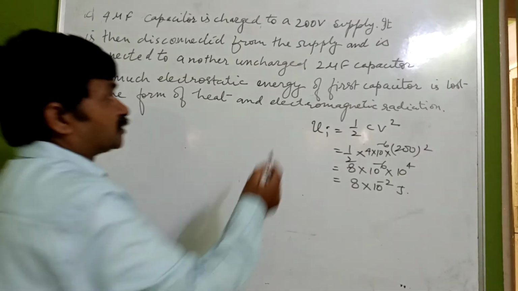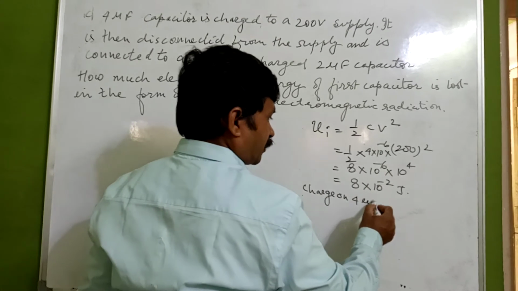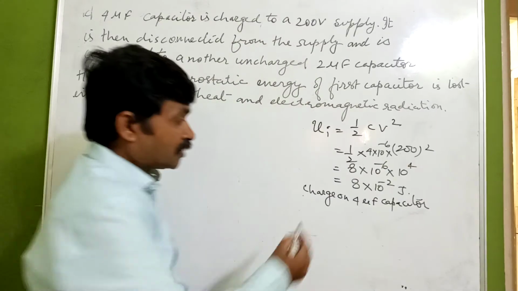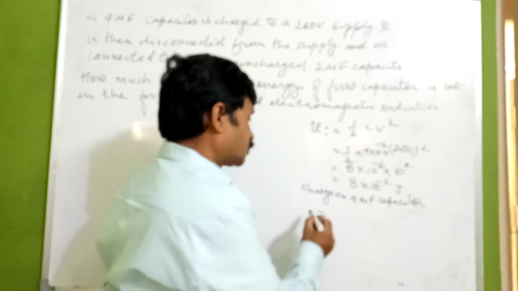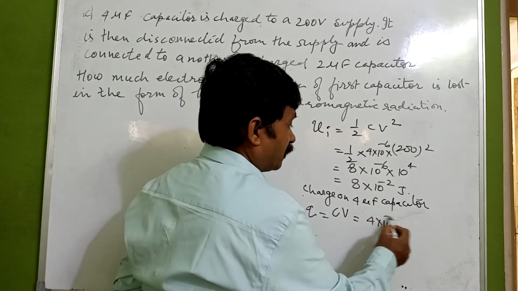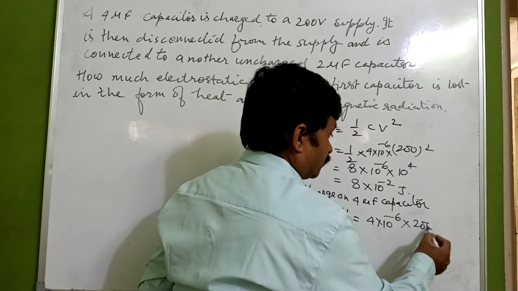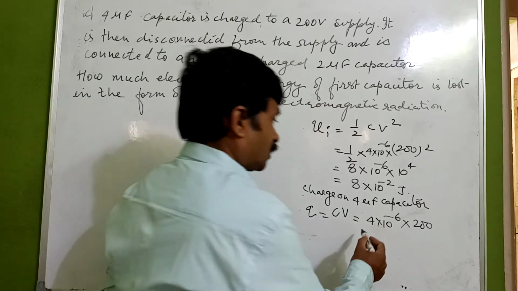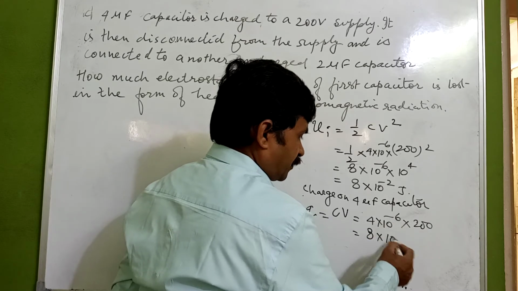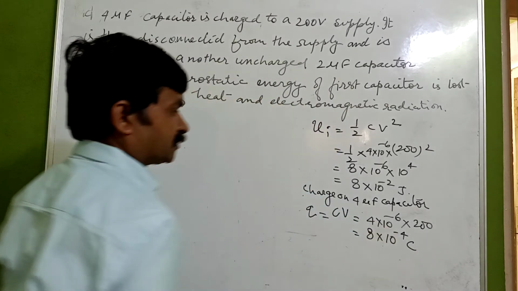Now we will also calculate the charge on the 4 microfarad capacitor. So charge Q is equal to C into V. C is 4 into 10 raised to the power minus 6, and the supply which we are getting, that is 200 volt. So charge is going to be 4 into 2, that is 8 into 10 raised to the power minus 4 coulomb. This much amount of the charge is there.